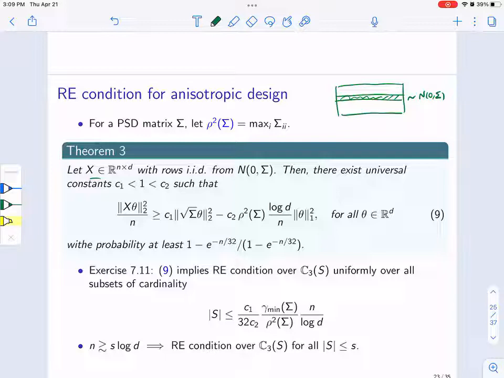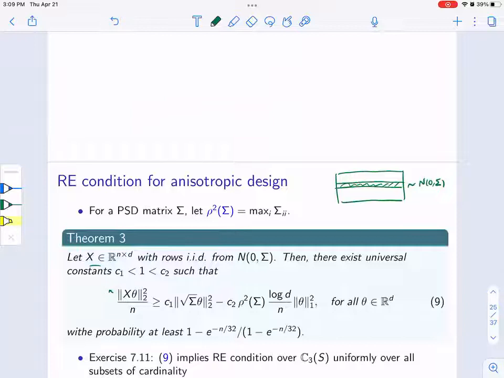To appreciate this, what it's saying is that this is lower bounded by something, which is the population version of this side. If you square both sides, this is 1 over n, the norm of x theta squared, which is theta transpose x transpose x over n theta. This is like sigma hat, and this is actually sigma hat n, because the rows are zero mean.